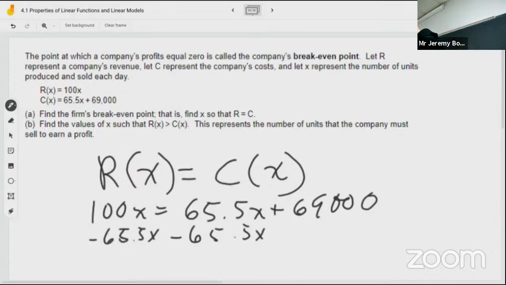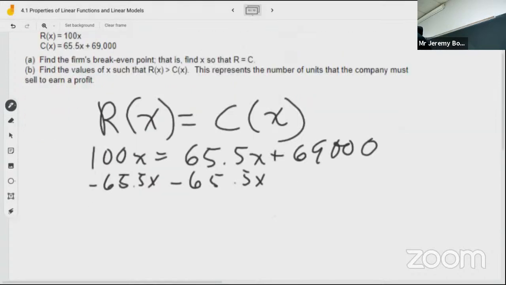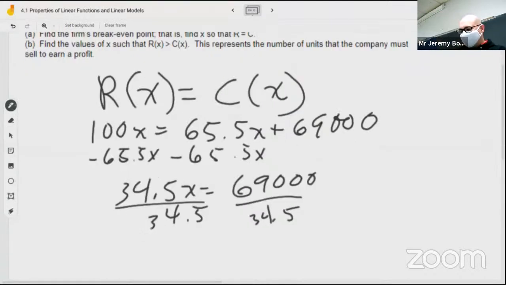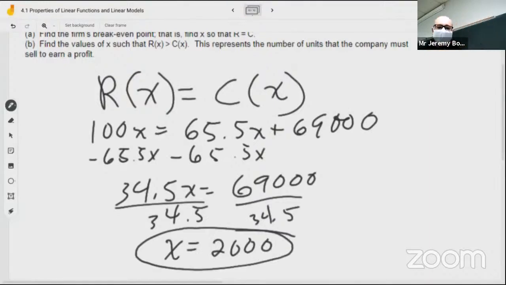That's going to give us what? Yep. 34.5x equals 69,000. And we'll divide by 34.5 on both sides. And we'll get 2,000. So when we produce and sell 2,000 items, that's when our revenue is going to equal our cost. That's when we're going to break even.